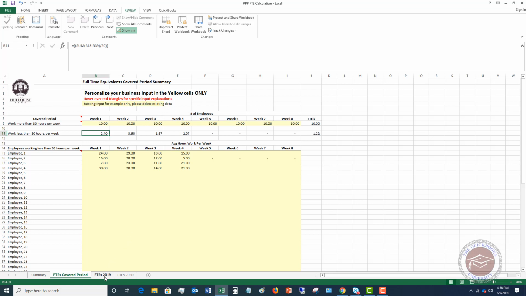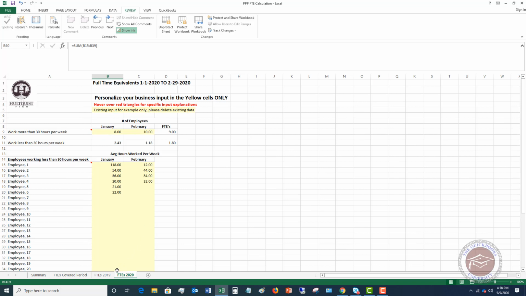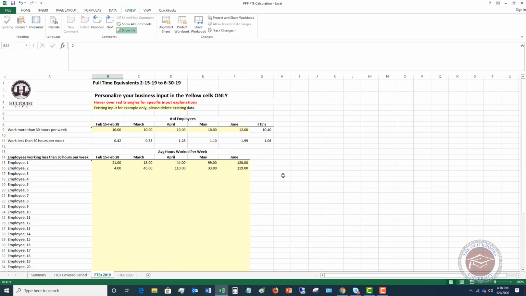Okay, so let me go to the other one. So the FTEs for 2019 and for 2020, it's basically the same calculation, just a different time period. Again, you're going to look at this time period per week, and you're going to say how many employees worked more than 30 hours per week. So if it's 10, you're going to put that in, 12, etc. Then employees who worked less than 30 hours per week.